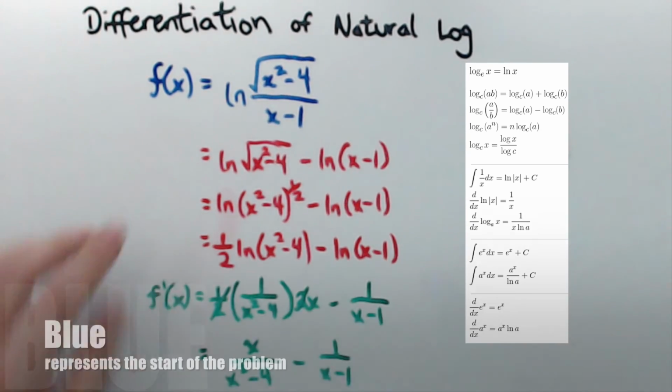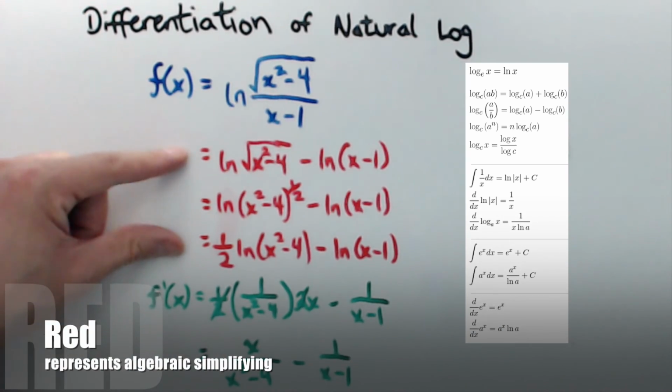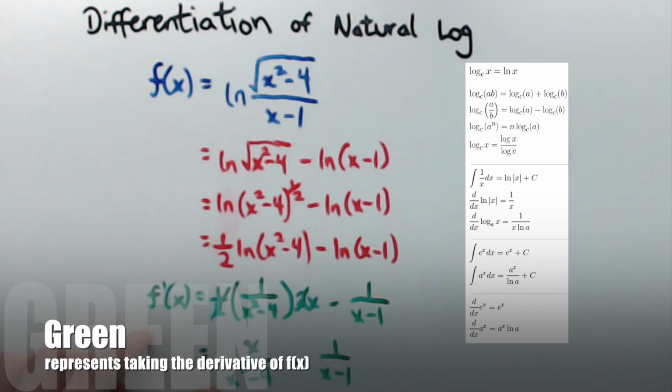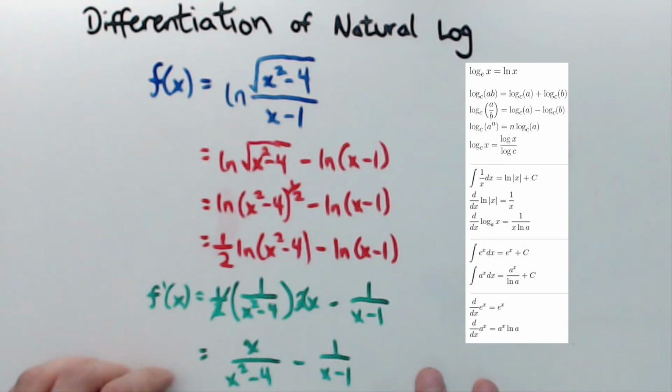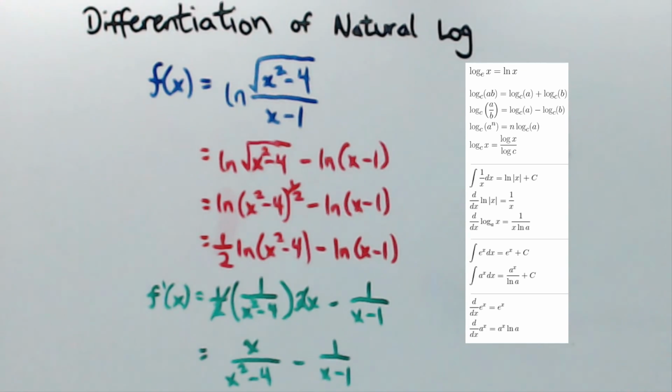It's really important to know that this blue is what the problem started with. This red is all algebra, so there's no calculus going on for these 3 steps right here. And then the green is when the derivative actually comes into play, so we start using calculus with the green. So that's differentiation of natural logs using an example. If you have any questions on anything in this video, let me know.